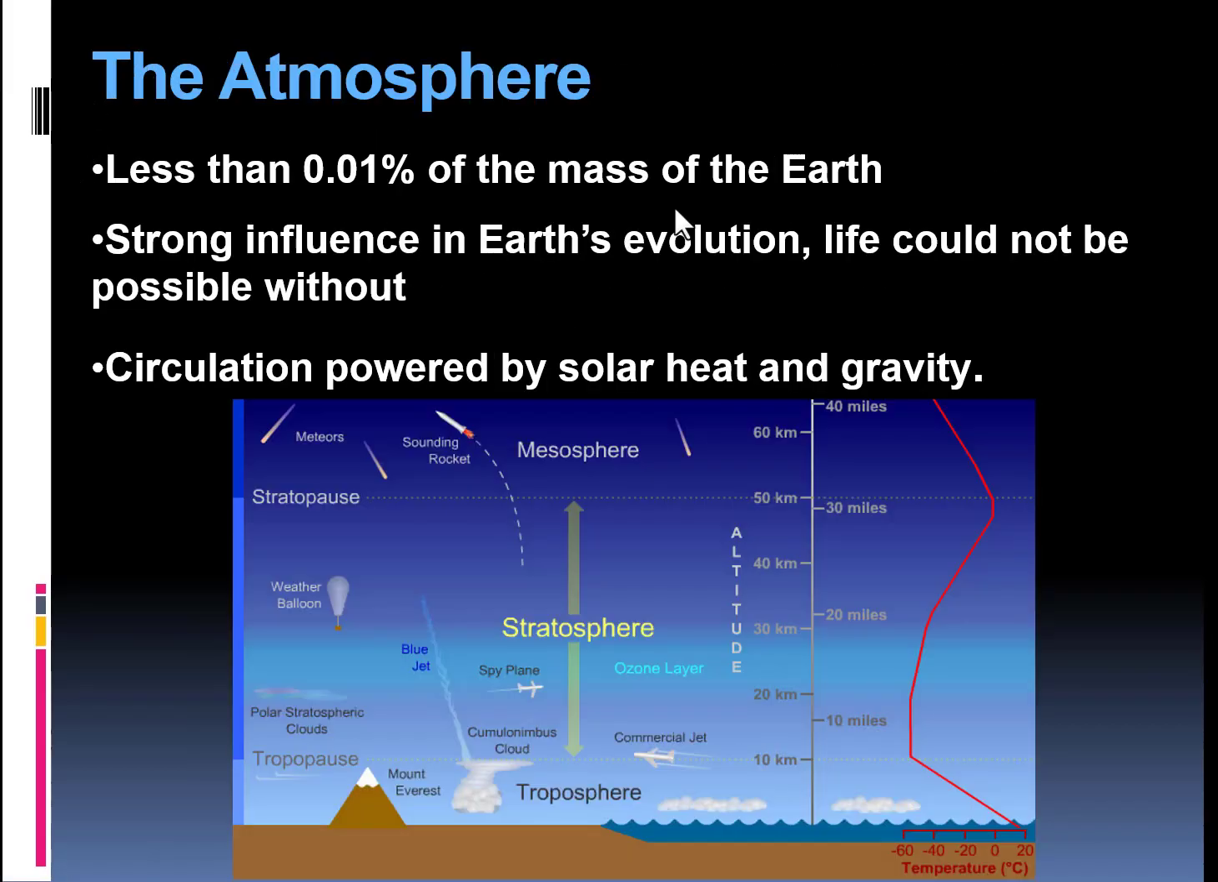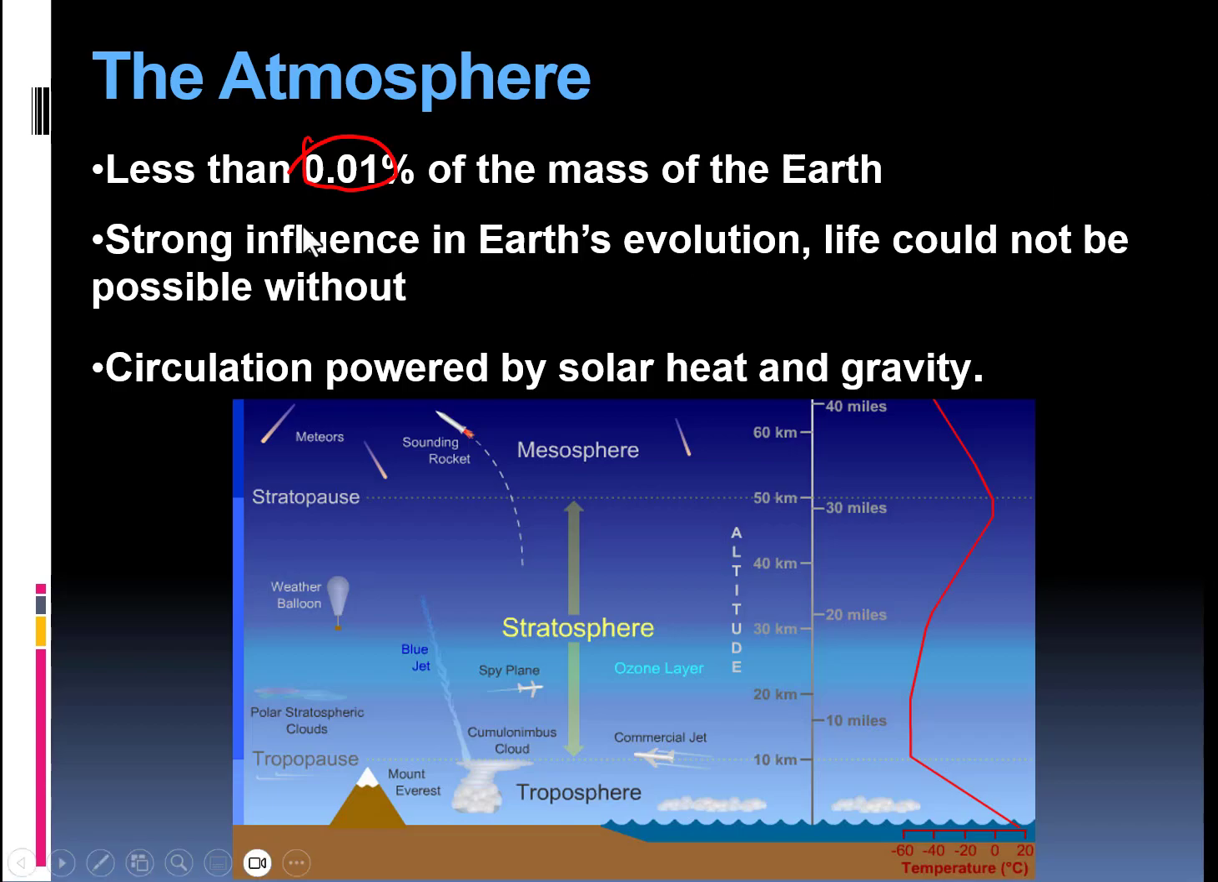So we're going to start with the atmosphere. This picture here shows the atmosphere, and you can see it has different layers, but for this class we don't really need to know all those layers. What I really want you to know is that the atmosphere is only 0.01% of the Earth mass, and obviously that's because it's gas. When you look at gas and compare it to rock, biosphere, even the hydrosphere, everything is more dense than the gas. So it's less than 0.01% of the Earth mass.